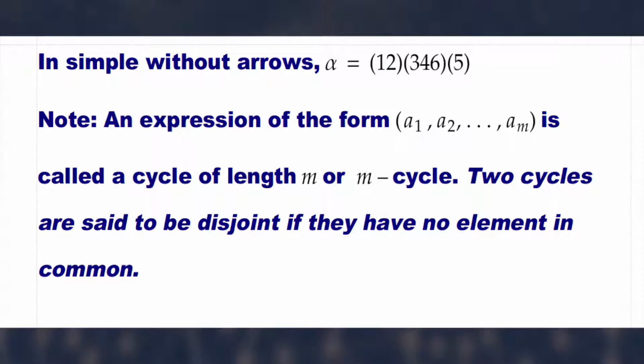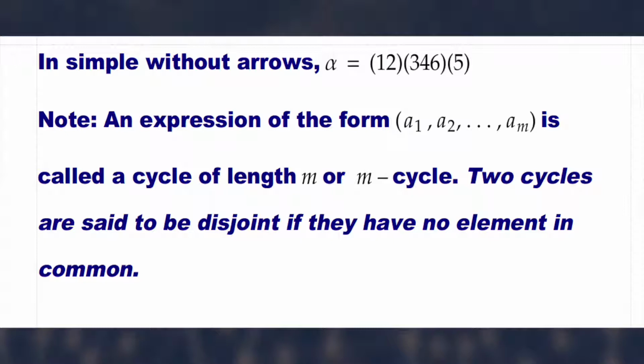Here, notice that an expression of the form (alpha 1, alpha 2, ..., alpha m) is called a cycle of length m or m-cycle. Two cycles are said to be disjoint if they have no element in common.